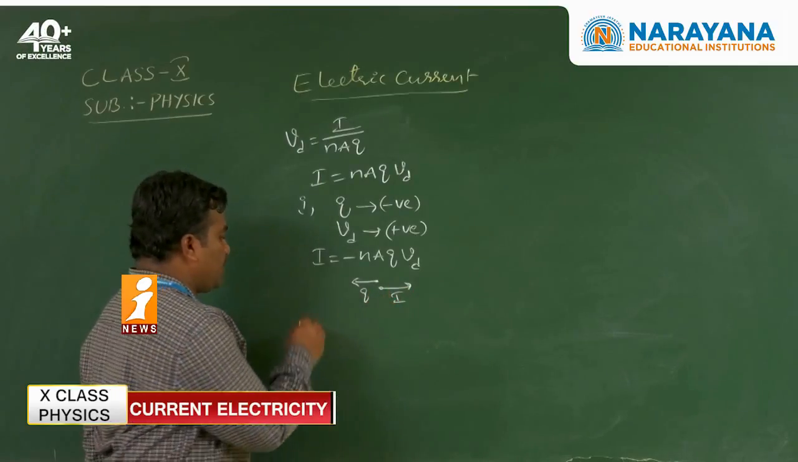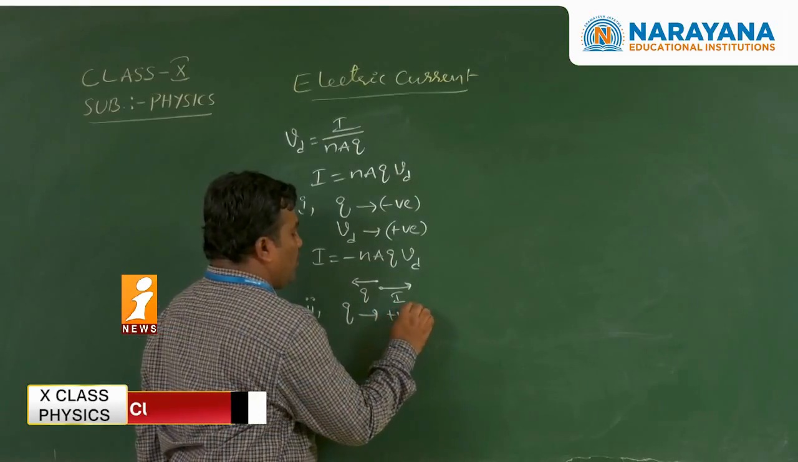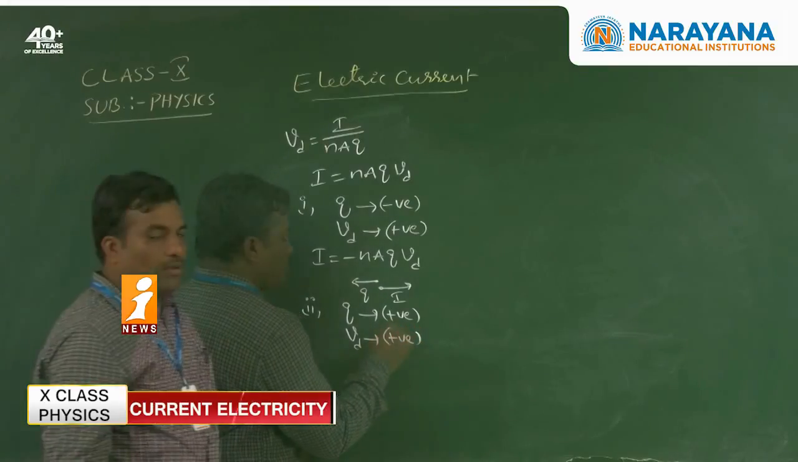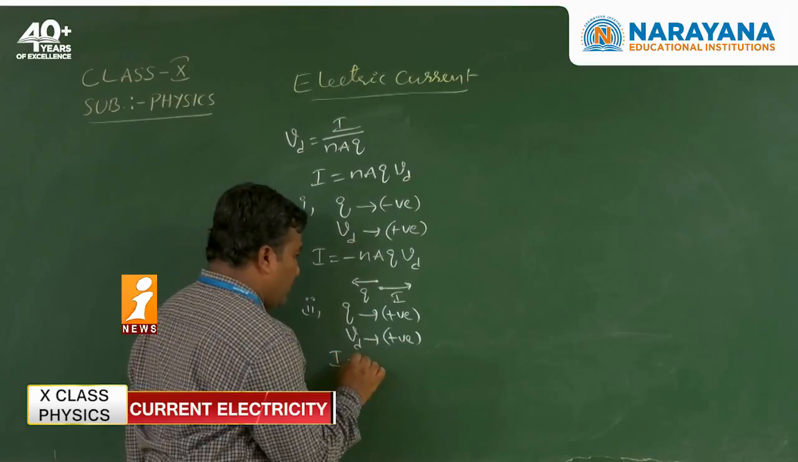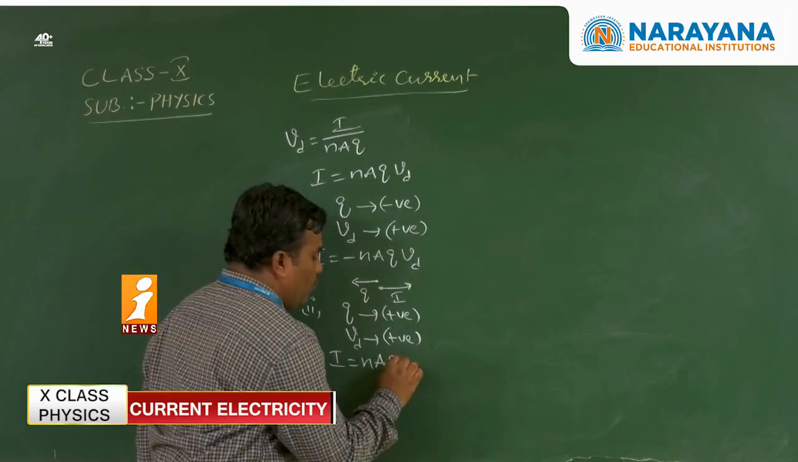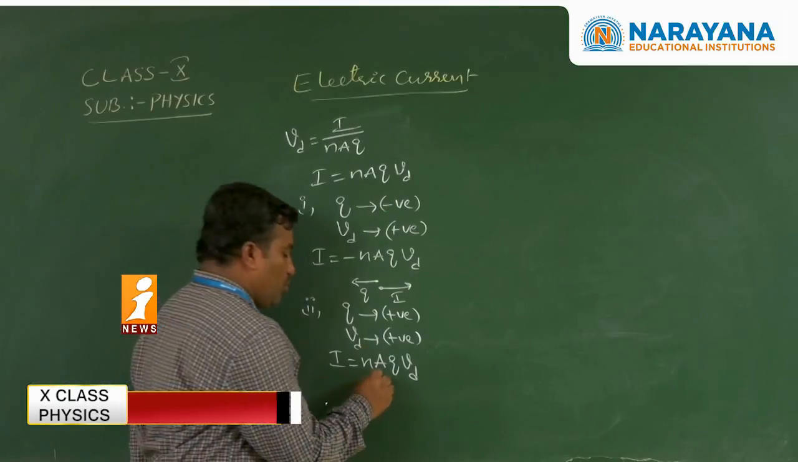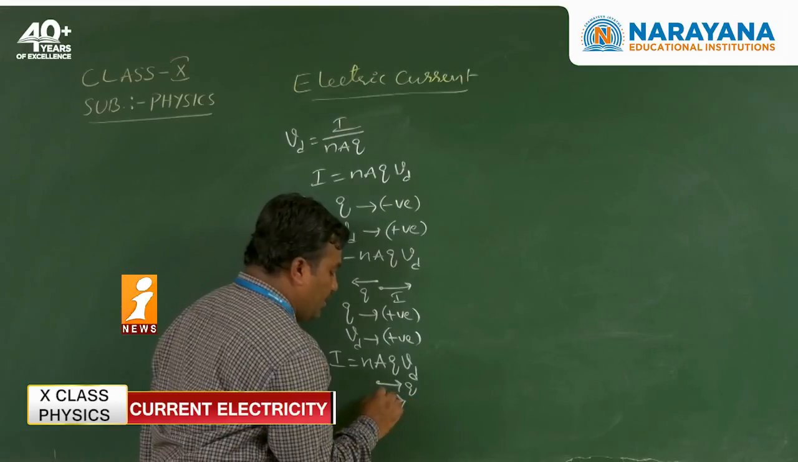In the next case, the charge is positive and the drift speed is also positive. The product gives N A Q Vd, which is positive. So a positive charge moves along the direction of the current.